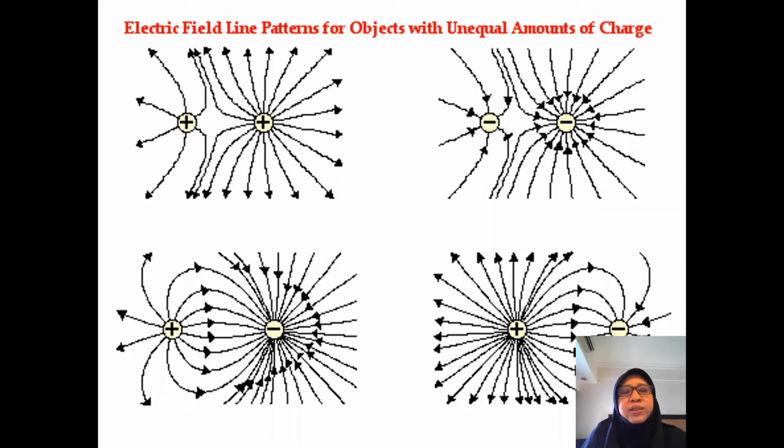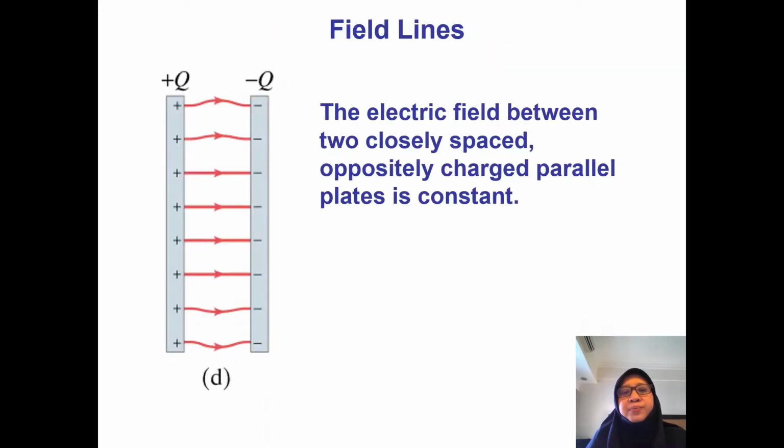This is another example of the electric field lines pattern for objects with unequal amounts of charge. Many students are confused with these two patterns, when the two charges have the same magnitude or different magnitude. So you must know how to distinguish between the two patterns of electric field.